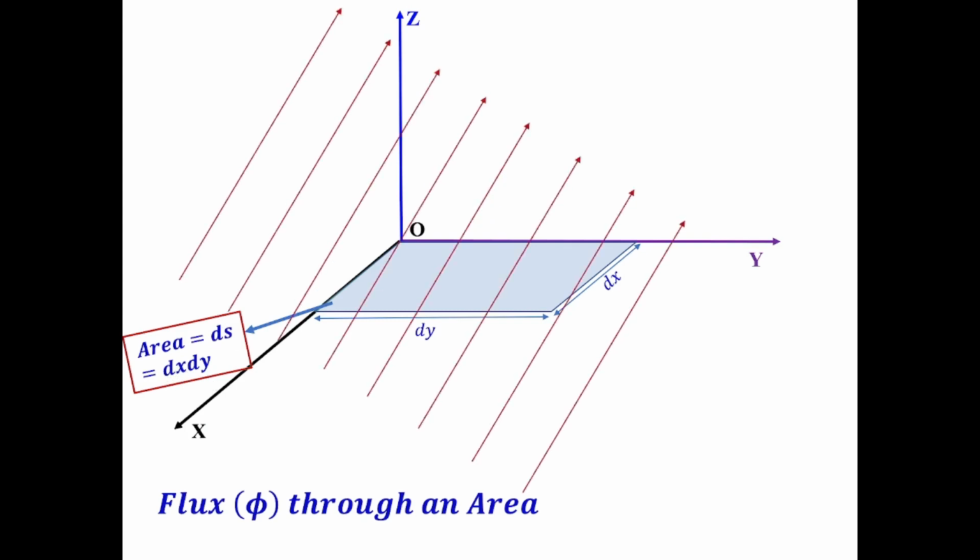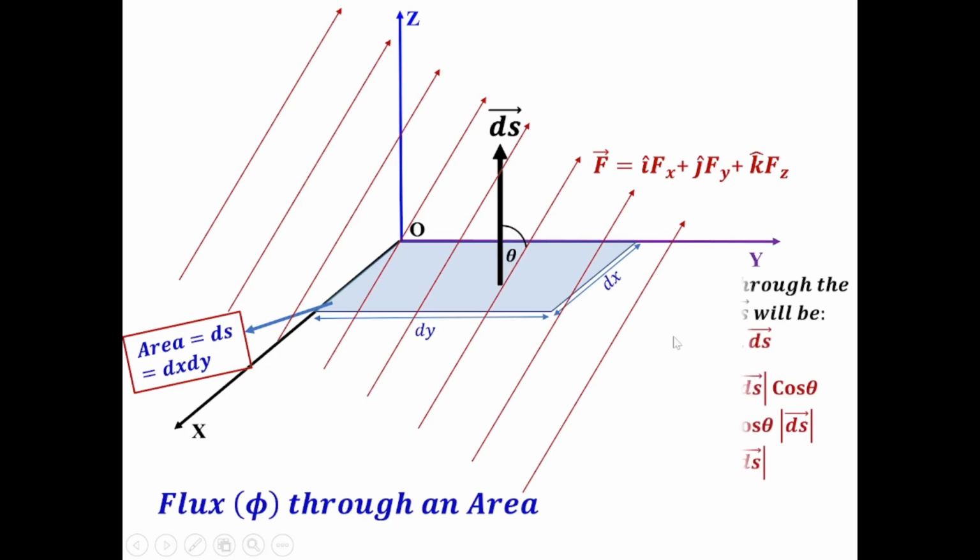Let a vector field pass through this area, and that vector field is represented by i cap fx, j cap fy, k cap fz. Here fx, fy, fz are the x, y and z components of this vector field. Now this is your area vector, which is always perpendicular to this area and creates an angle theta with this vector field.